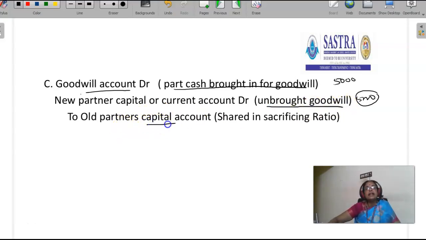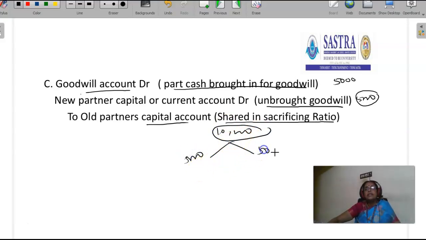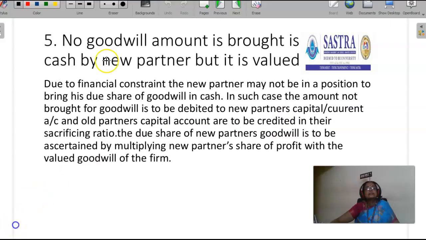Then to old partner's capital account, shared in sacrificing ratio, the entire amount, the full amount. The full amount is 10,000. Out of this 10,000, 5,000 he brought, 5,000 he failed to bring. So the whole 10,000 should be credited to old partners in their sacrificing ratio. This is the journal entry. These are the journal entries we have to pass if a new partner makes part payment for goodwill.